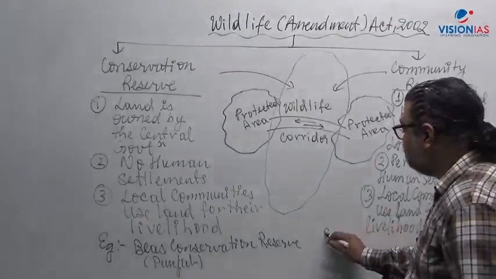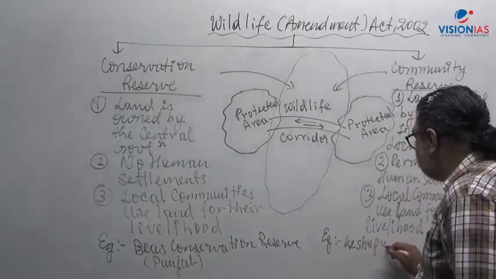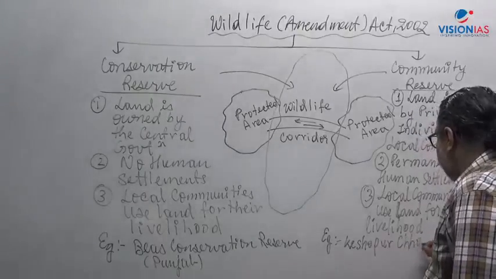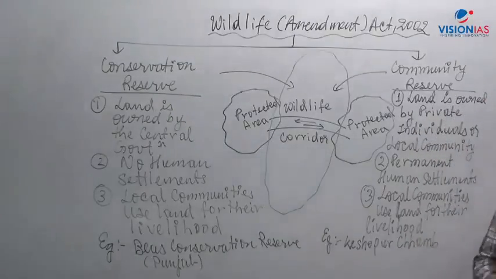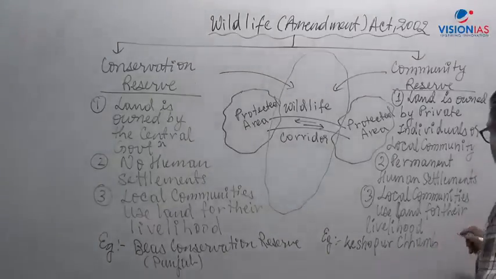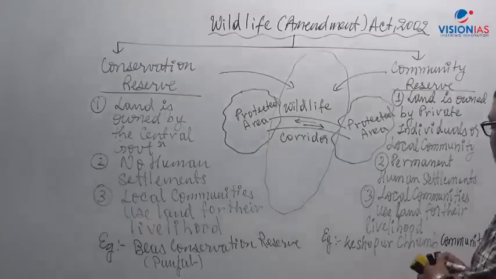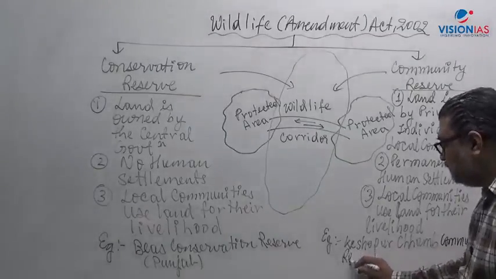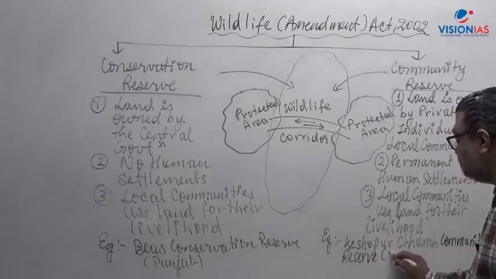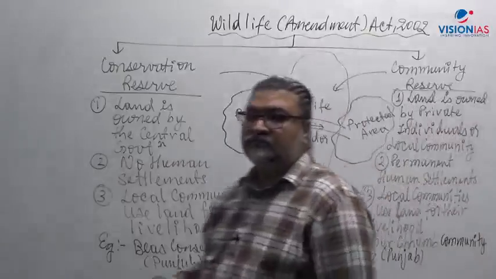For example, India's first community reserve was Keshopur Chamb, or Keshopur Myani, community reserve in Punjab. That is India's first community reserve. Now this is in Punjab, in a place called Gurdaspur in Punjab.